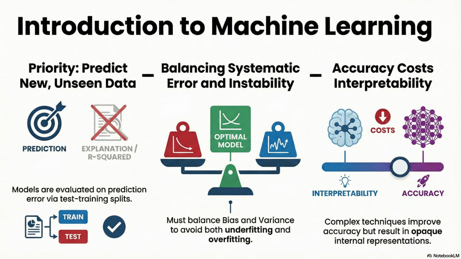Building on this framework, machine learning techniques can be understood as tools for navigating the bias-variance trade-off. Methods such as ridge and lasso regression introduce penalties to shrink coefficients, increasing bias but reducing variance, while more flexible approaches like splines, regression trees, and deep learning decrease bias at the cost of higher variance. It is important to note that increasing model complexity introduces a tension between predictive accuracy and interpretability, especially in methods like deep learning, where internal representations become opaque.